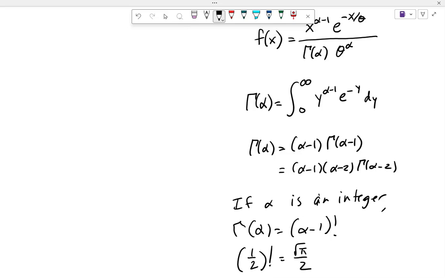We'll talk about a special type of gamma distribution next time, referred to as the chi-squared distribution, which is exceptionally important in statistics.